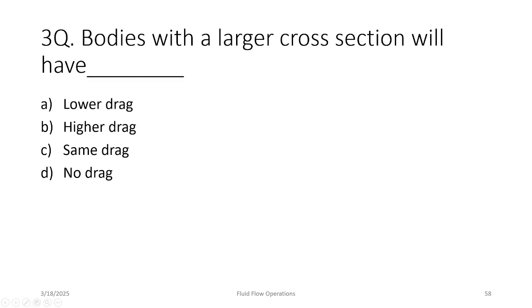Okay. So coming to the third question, bodies with a large cross-section area will have lower drag, higher drag, same drag, or no drag. So will there be any difference with the change in cross-section area? There will be a change, and bodies with larger cross-section area will experience higher drag. That is option B.